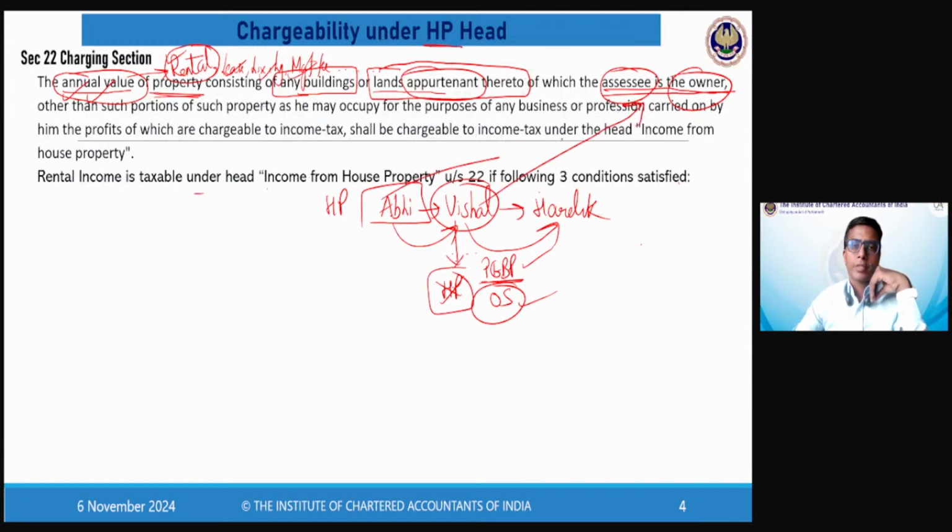But Abhishek does. Since Abhishek is satisfying the condition, first it is a building, it is annual value, not one-time value, and Abhishek is the owner. So for Abhishek, it is HP head. But for me, whatever rent I'm getting from the same building will not be my HP head income. It will be either business head or other sources head, because to get covered here, I should be the owner. If I'm not the owner, the income is taxed under some other head with a different format of computation.